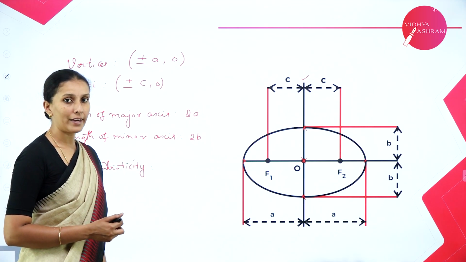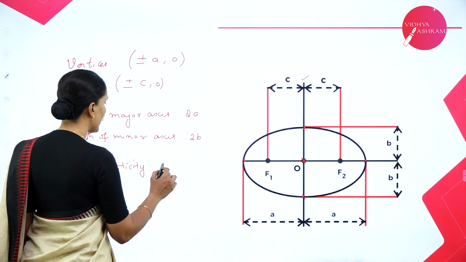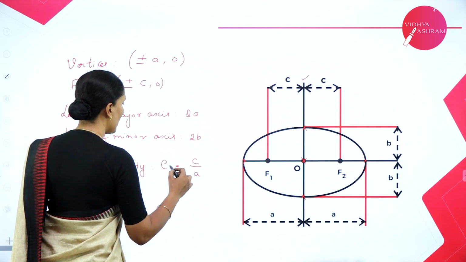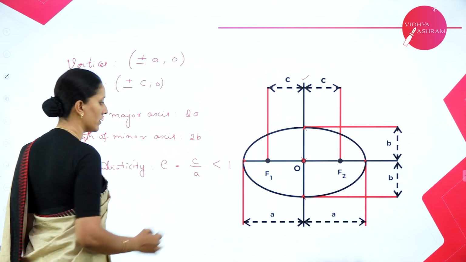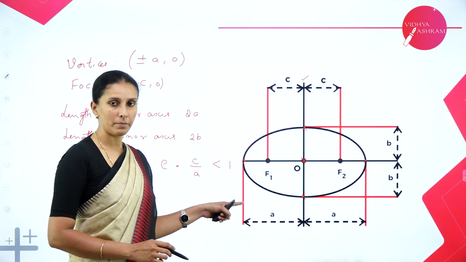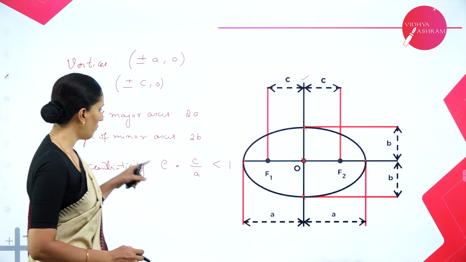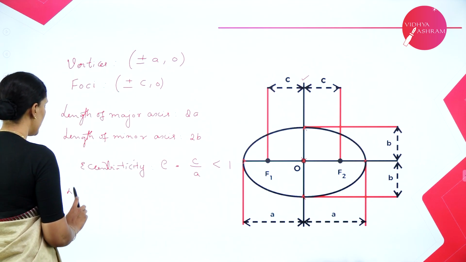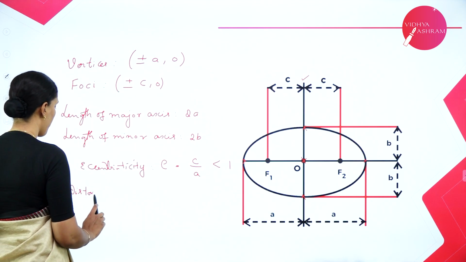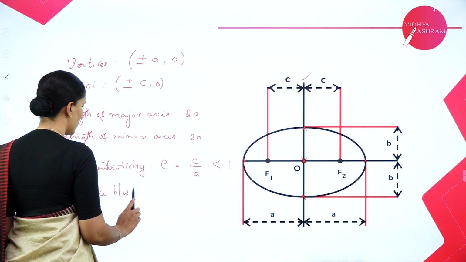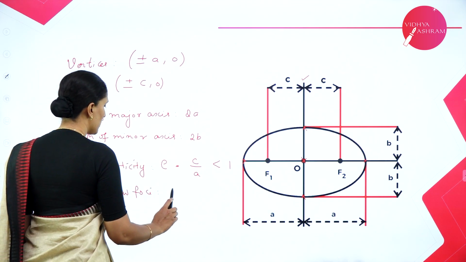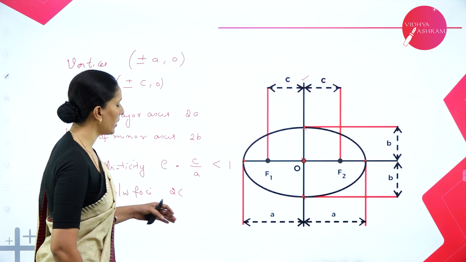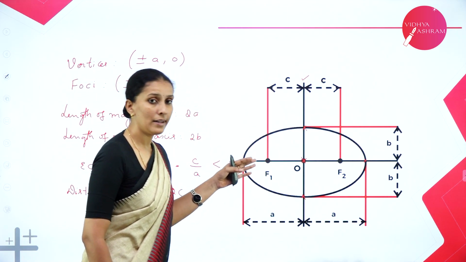We have a term called eccentricity. Eccentricity is used to find the geometry of the curve. So, eccentricity is always given by c by a. In an ellipse, it is always less than 1. Eccentricity of a curve being less than 1 means it is an ellipse. So, for an ellipse, e is always less than 1. Next, distance between foci is 2c. So, these are the major things we need to remember when we look at an ellipse.